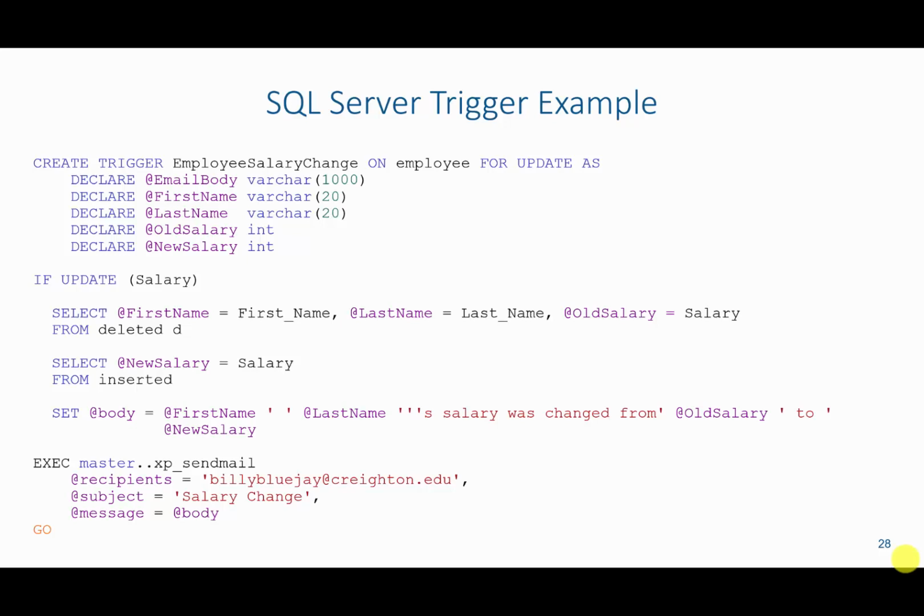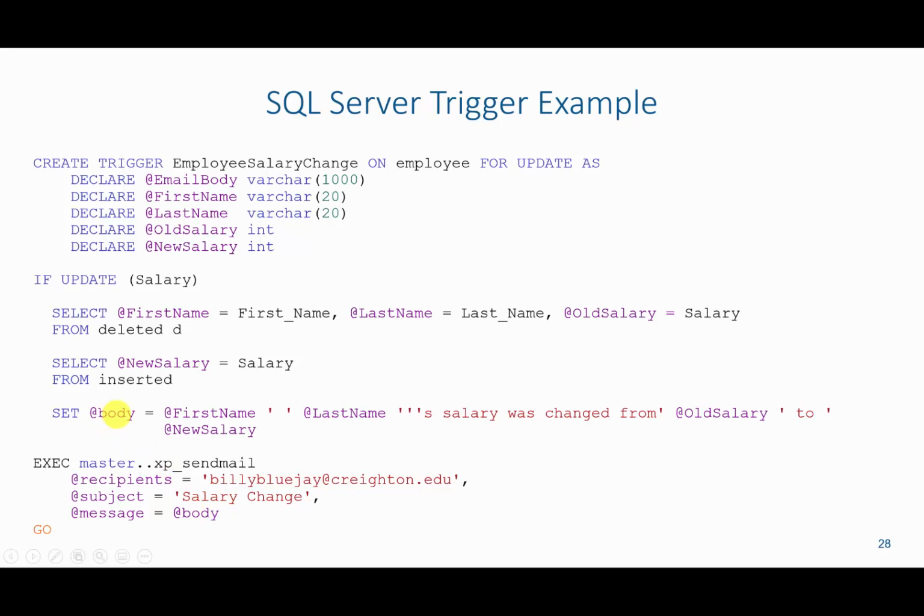Take, for example, the SQL Server trigger. Essentially what's happening here is a trigger called employee salary change, and it's going to check for any updates to the employee table. If there is an update, it's going to grab the old salary from the table, and grab the new salary from what was just inserted. Then it's going to create a message that says the first name, last name, salary was changed from old salary to new salary. Then it's going to execute a command that sends an email to billybluejay@creighton.edu with a subject indicating that a salary has been changed, with the message that we've created up here.